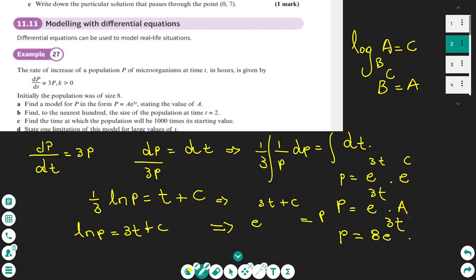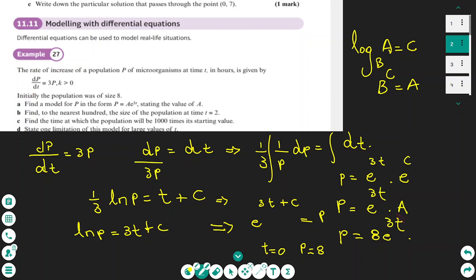This a represents the initial population, because if I use t = 0, P is 8, so a needs to be 8. And therefore the equation P = 8e^(3t) is the model of the population.